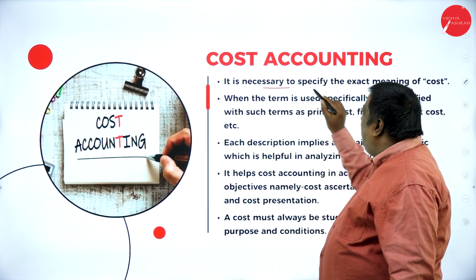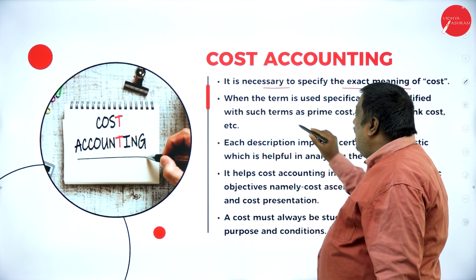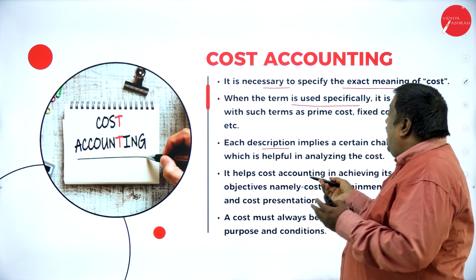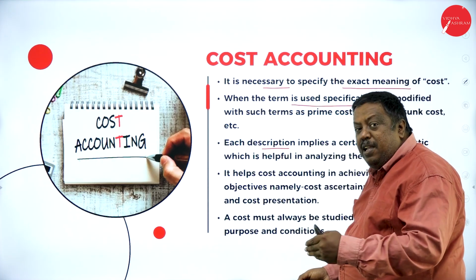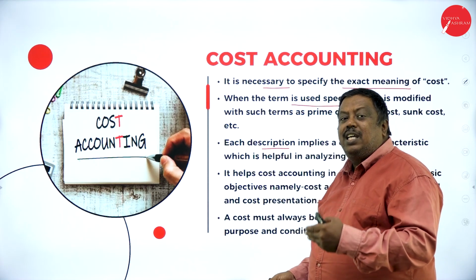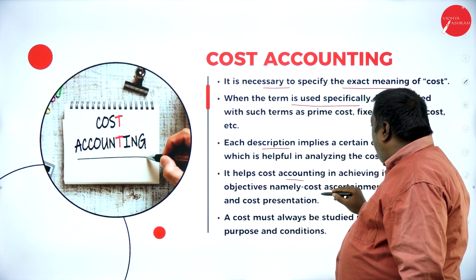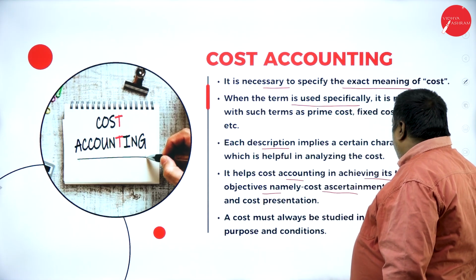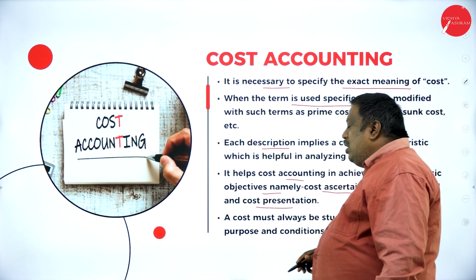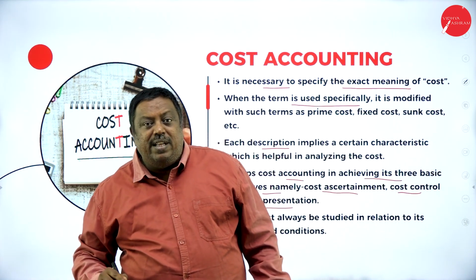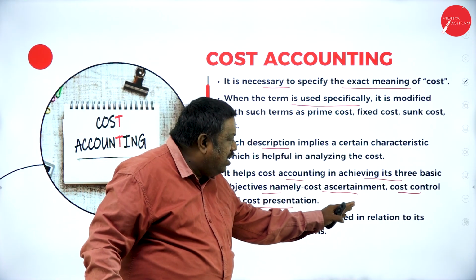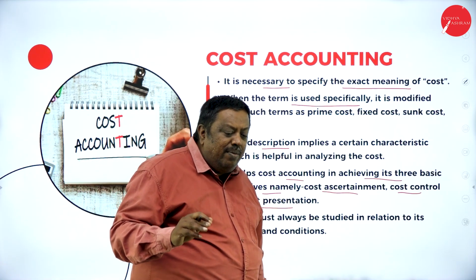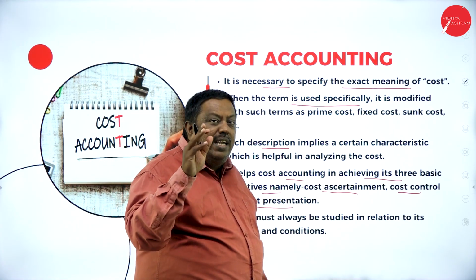In cost accounting, it is necessary to specify the exact meaning of cost. When the term is used specifically, it is modified. Each description implies in such a way that it helps people to know for what purpose the cost has been incurred. It helps cost accounting in achieving its three basic objectives, namely cost ascertainment, cost control, and cost presentation. So now in this we are going to see that cost ascertainment means to identify the cost here.